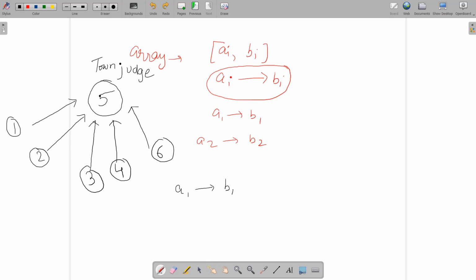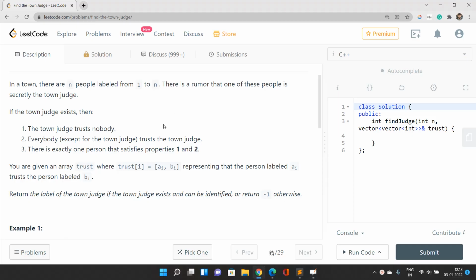There can be many town judges in this graph. If we convert this problem to a graph problem, then if there exist more than one town judge, we return -1 as our answer. Otherwise, if there doesn't exist any town judge, again -1, and if there exists exactly one town judge, we return the index of this town judge. Okay, so let's try to code it out as fast as possible.